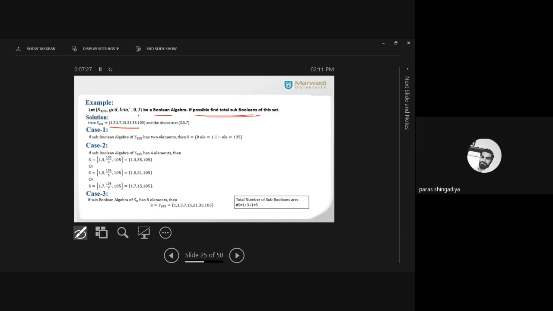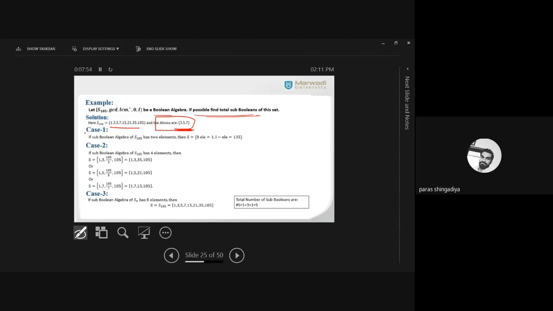And then here we require the atoms. You can use the same procedure to find the atoms that we discussed in the last lecture. You consider the cover elements, then create the Hasse diagram, find the join element, and then you can get the atoms. And if you know the direct answer of the atoms, then you can directly write it here. These three values will be the atoms: 3, 5 and 7.